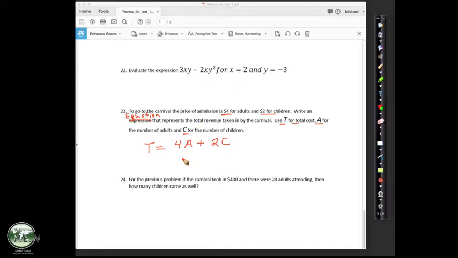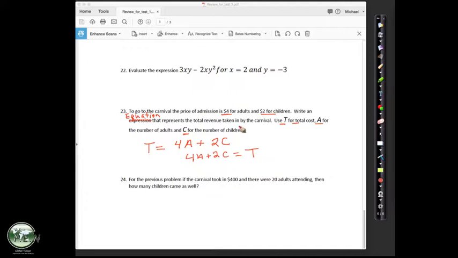So would you always put T equals 4A plus 2C, or can you do 4A plus 2C equals T? Sure. The nice thing with equal signs is you can go either way. Okay, I just wanted to make sure that it was still okay. And again, it's going to be multiple choice, so they will decide how it's going to look. You just have to choose the right one.